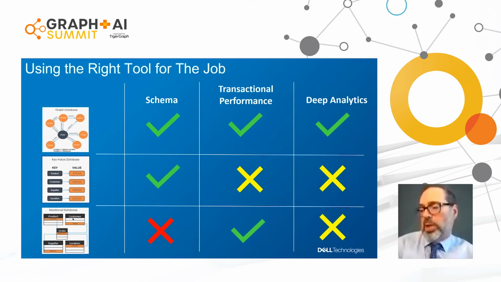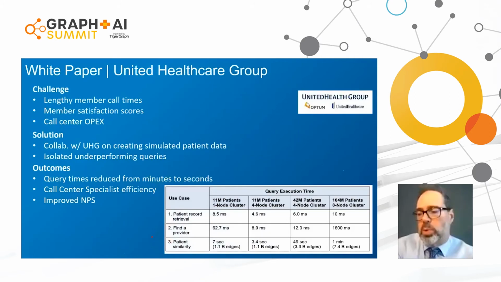If you're not familiar with United Healthcare Group, they're a multinational managed healthcare and insurance company. United Healthcare Group was interested in exploring how they can improve member call center operations, specifically addressing challenge areas like lengthy member call times, member satisfaction scores, and call center operating expense. One of their specific goals was to drive down average call times by about 10%.